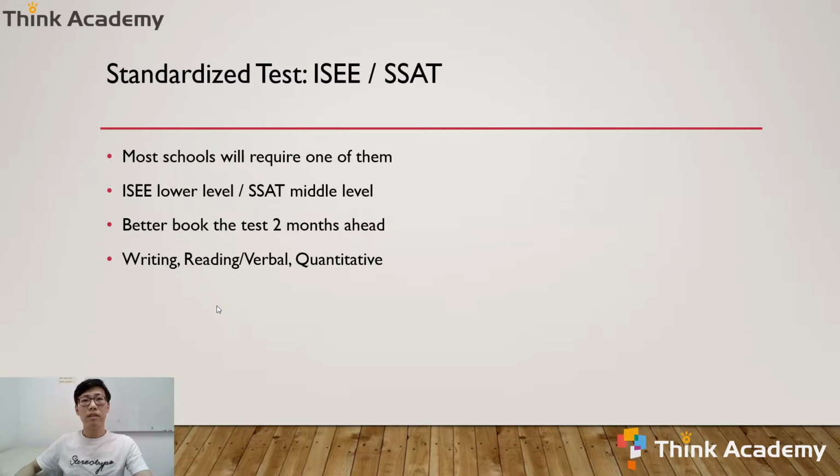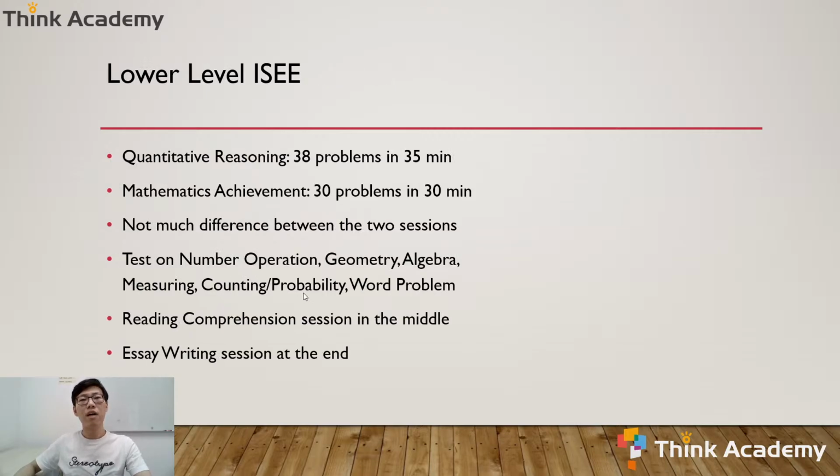And then let's do a more detailed analysis. For the lower level ISEE, there is the quantitative reasoning and also the mathematics achievement. Here, they have 38 problems in 35 minutes, but for the mathematics achievement, you're going to do 30 problems in 30 minutes. Even though they have different names, I would say they're pretty much the same stuff. So you can just treat them as one math section. The topics it will cover include number operations, geometry, algebra, measuring, counting, and probability, as well as word problems.